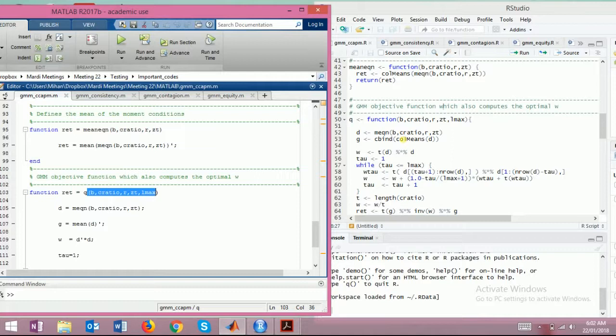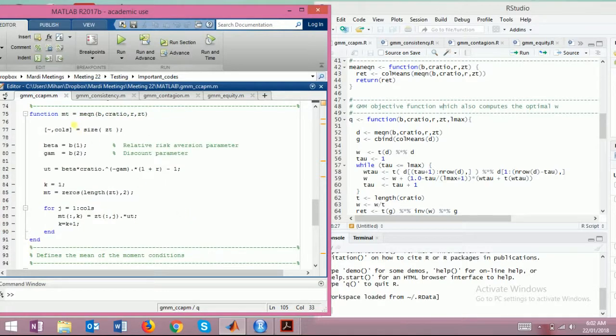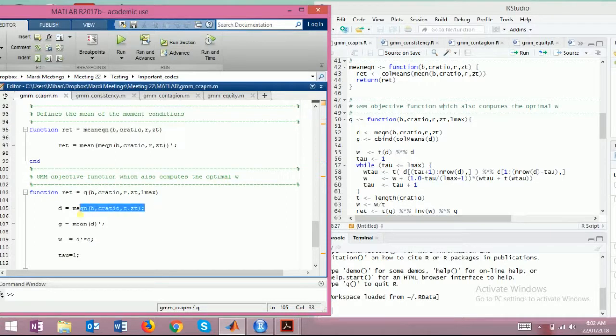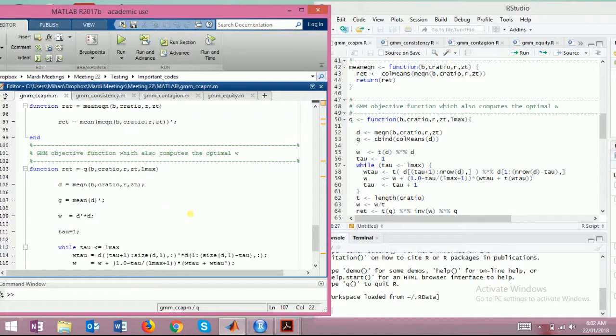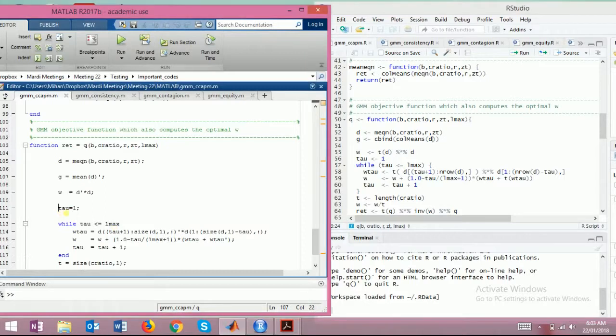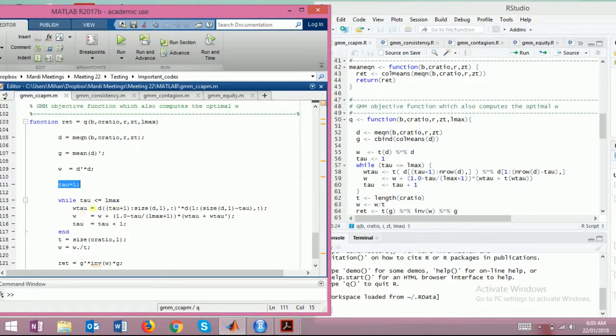I'll call the optimal function B ratio Q RZT L max. D is MUK and B ratio R ZT MUK, again the moment condition. D has all the elements estimated here. G is the mean of D. W is the weight matrix, D transpose D. Tau is 1, and tau goes up until it is less than the maximum number of estimation. Tau is D, tau plus 1, size of D1.